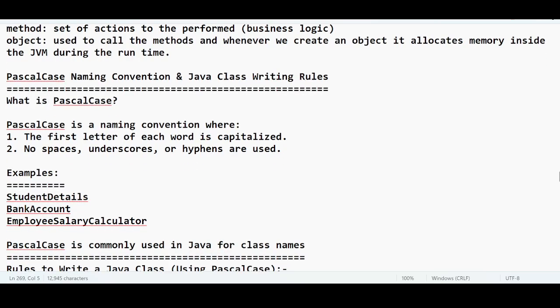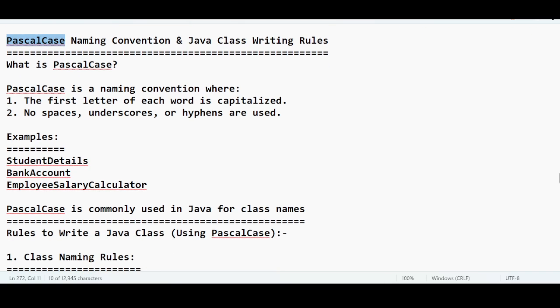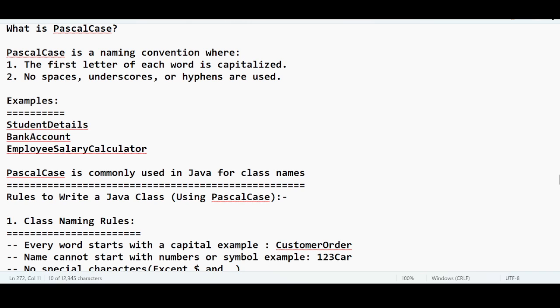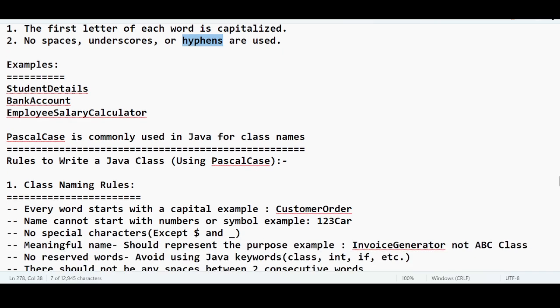So how to write a class? There are some naming conventions to name a Java class, some rules and regulations that you have to follow. The first thing is you need to follow the Pascal case naming convention. The first letter should always be capitalized, and the first letter of each consecutive word should be capitalized, with no spaces, underscores or hyphens. This is how the class name should look. When you have two words, like StudentDetails, BankAccount, EmployeeSalaryCalculator, these are the typical examples.